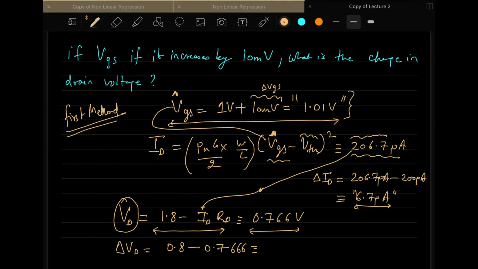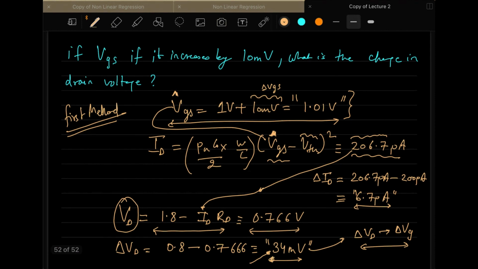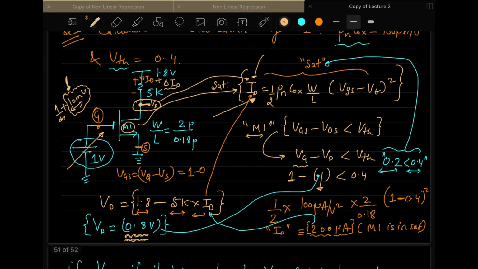So what is the answer? The answer is 34 millivolts. This is the actual change in the voltage because of the change in the gate voltage that you had made. And how much did you change? You changed 10 millivolts at the input and you got a 34 millivolt change at the output. So what is the voltage gain? Voltage gain is 34 millivolt divided by 10 millivolt, which is 3.4. So this is the voltage gain you got from this circuit.